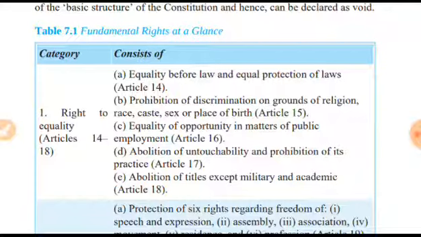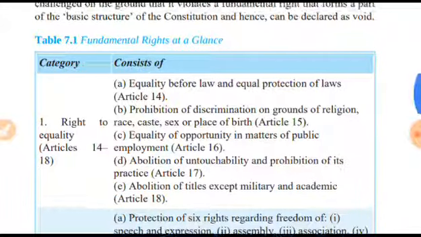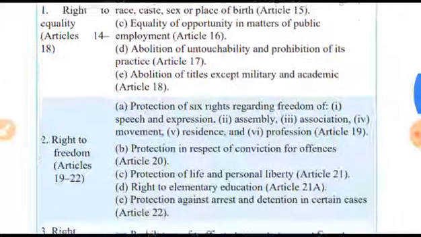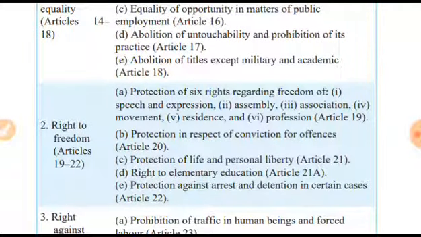Article 14 is mainly equality before law and equal protection of law. Article 15 is mainly prohibition of discrimination on the grounds of religion, race, caste, sex, and place of birth. Article 16 is mainly equality of opportunity in matters of public employment. Abolition of untouchability is Article 17. And Article 18, abolition of titles except military and academic.